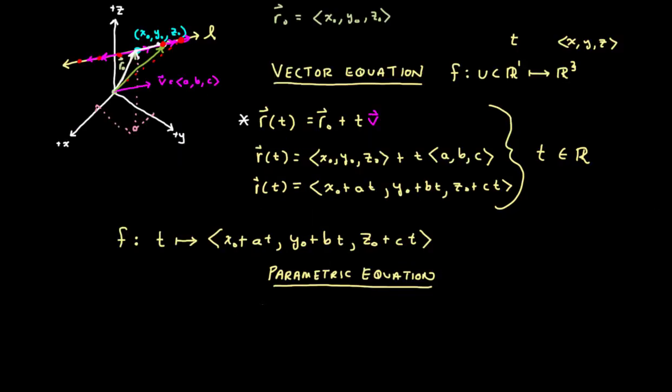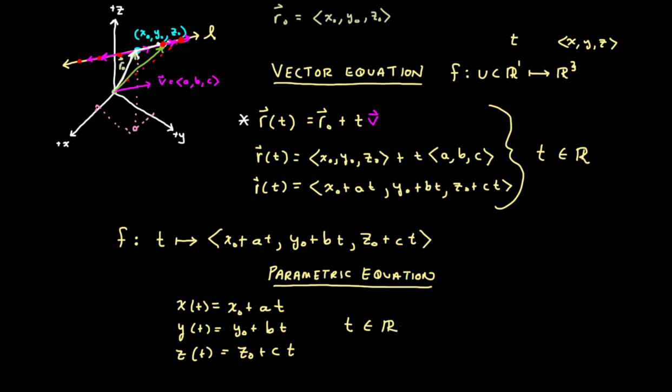So that was the vector equation of a line. Now the parametric equation of a line is simply to say that x is equal to x naught plus a times parameter t, y is equal to y naught plus bt, and lastly z, or z of t, is equal to z naught plus ct, where the line is parallel to the vector a, b, c. t is an element of the reals.